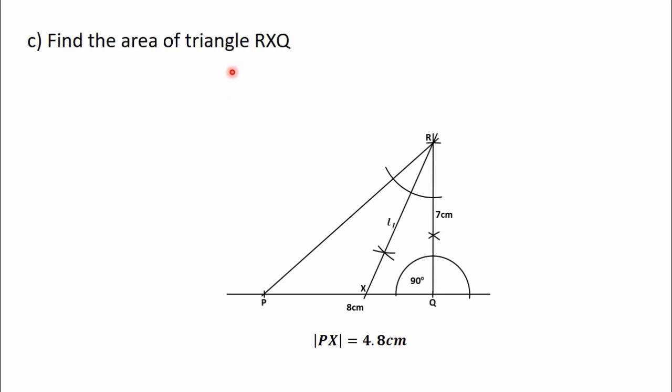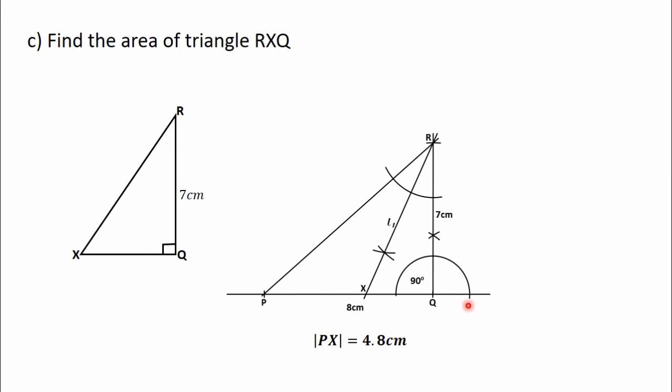The last part of the question says that we should find the area of triangle RXQ. I'm going to make a small sketch of the triangle RXQ here. So I have point R here, point X here, and point Q here. The angle formed at point Q is 90 degrees. So I have the right angle sign here to show that the angle formed at point Q is 90 degrees. As you can see from the construction, the side QR is 7 centimeters. So QR is 7 centimeters here. Now we have to find QX, which is the base.